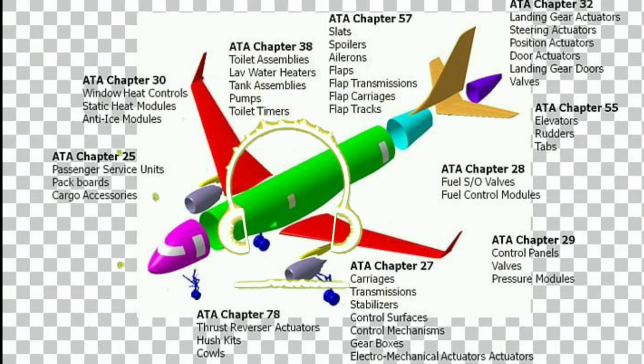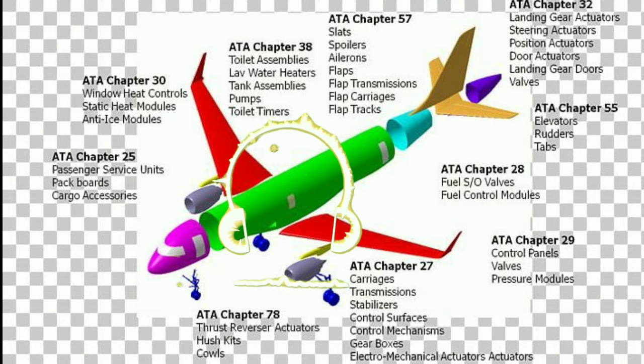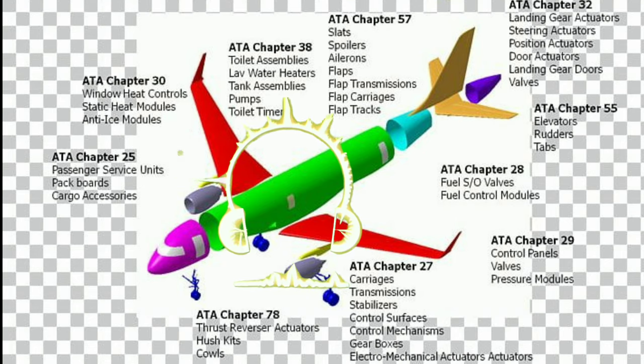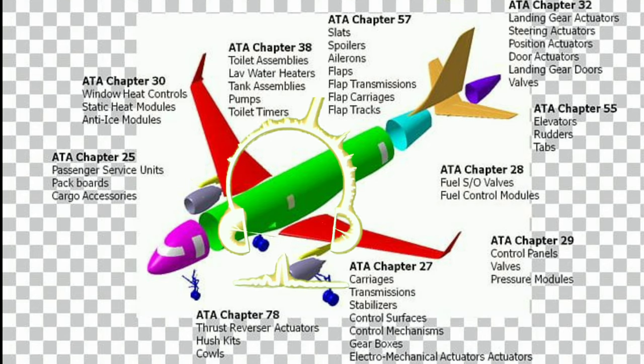ATA 100 contains the reference to the ATA numbering system, which is a common referencing standard for commercial aircraft documentation. This commonality permits greater ease of learning and understanding for pilots, aircraft maintenance technicians, and engineers alike. The standard numbering system was published by the Air Transport Association on June 1, 1956.